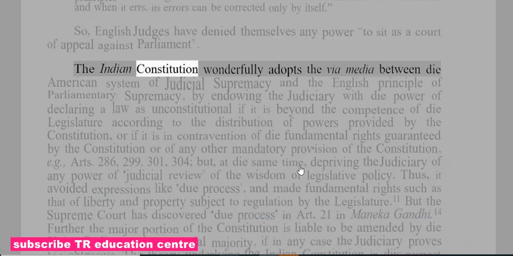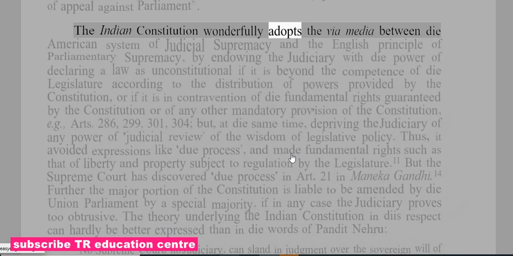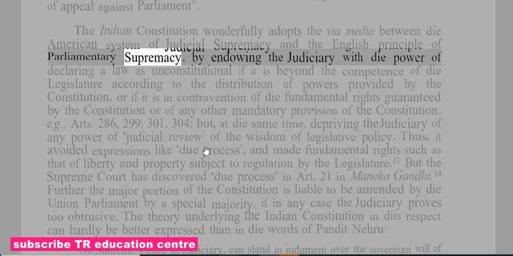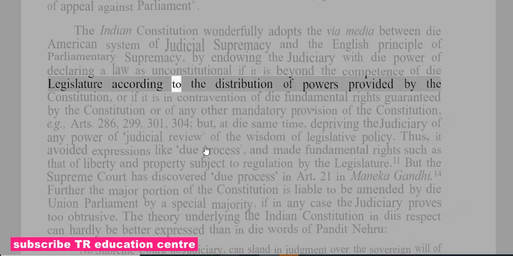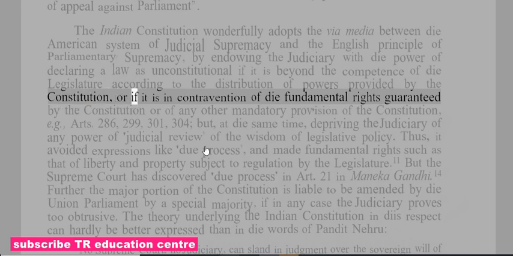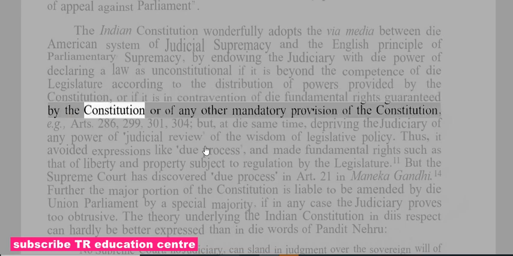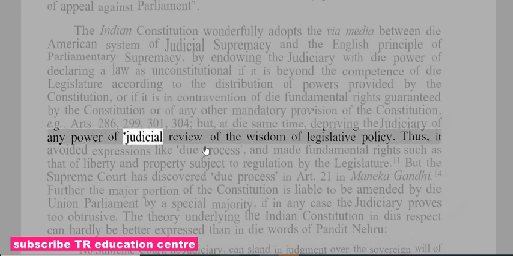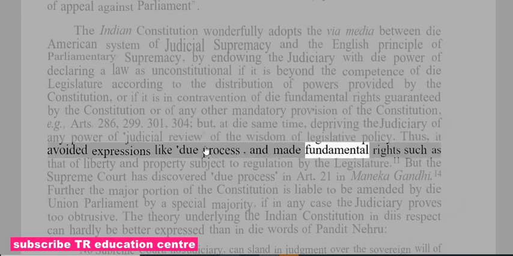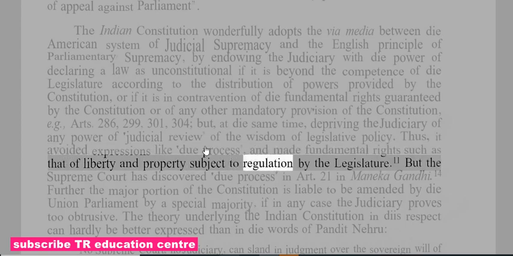The Indian Constitution wisely adopts the via media between the American system of judicial supremacy and the English principle of parliamentary supremacy, by endowing the judiciary with the power of declaring a law as unconstitutional if it is beyond the competence of the legislature according to the distribution of powers provided by the Constitution, or if it is in contravention of the fundamental rights guaranteed by the Constitution or of any other mandatory provision of the Constitution, e.g., Arts. 286, 299, 301, 304, but, at the same time, depriving the judiciary of any power of judicial review of the wisdom of legislative policy. Thus, it avoided expressions like due process, and made fundamental rights such as that of liberty and property subject to regulation by the legislature.